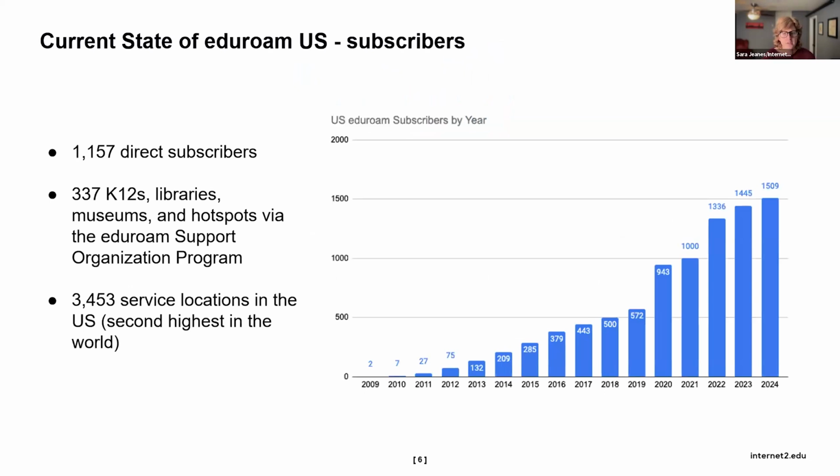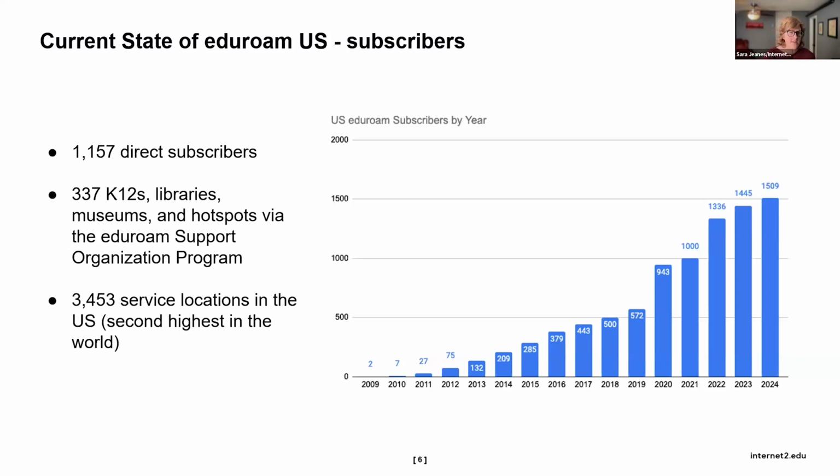So these are mostly for consumption after the presentation's over, but I wanted to make sure we did a check-in and a level set on where we are with subscribers today. eduroam has a significant number of subscribers today, and this is specifically in the US. We also have over 3,400 service locations, so those are places where eduroam is available out in the community in the US and other associated tribal nations throughout the US footprint today.